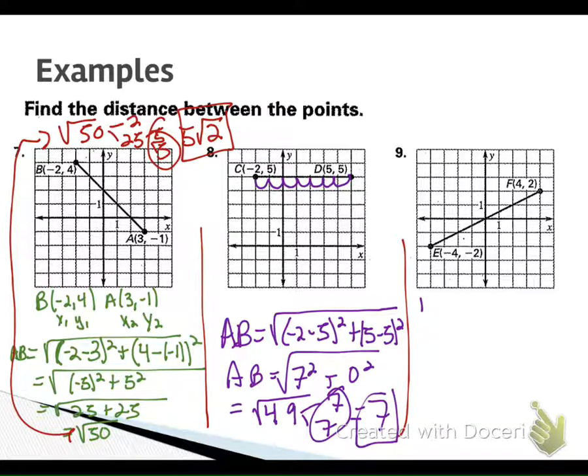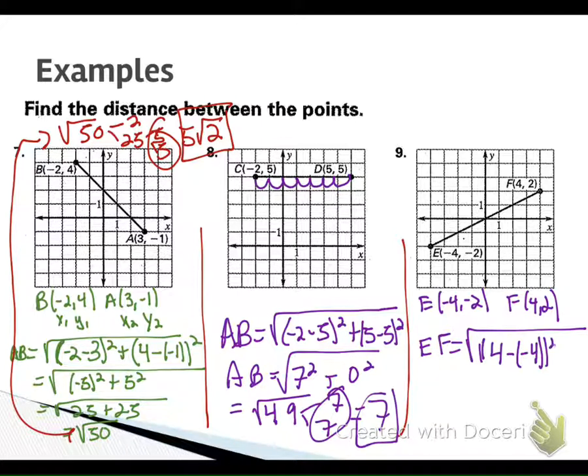Okay, and then our last one here, you have E, -4, -2, F, 4, 2. Would anybody else like to work us through this one? Okay, so we're going to go our X first. Which X do we want to use? Okay, so what's our X2? Yep, 4 minus -4, quantity squared, plus, 2 minus -2 squared. So yep, 2 minus -2. 8 squared. Yep. 4 squared.